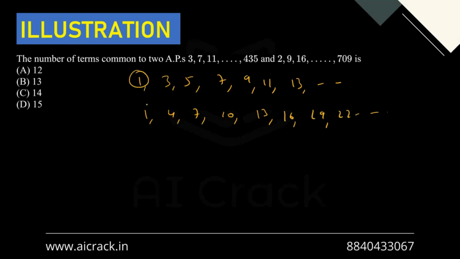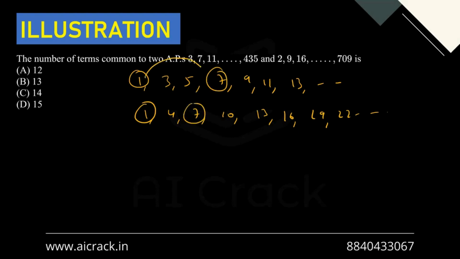You can see that the first term is the common term between both of them. And now we can see that one has a common difference of 3 and the other has a common difference of 2. But if we talk about the common terms, the second common term is 7, right?